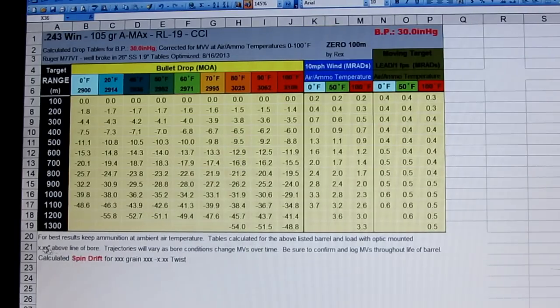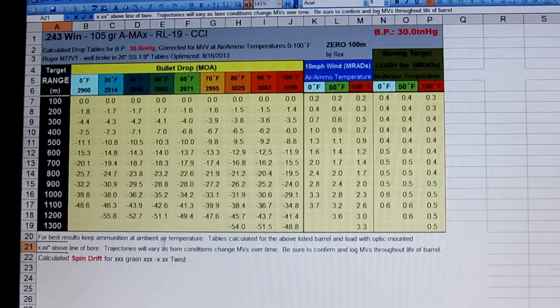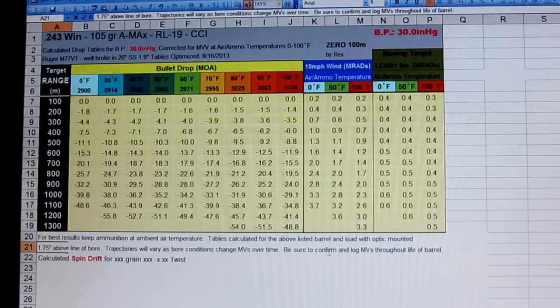Let's double check. Let's read through everything. We forgot something here. For best results, keep ammunition at ambient air temperature. Tables calculated for the above listed barrel and load with optic mounted at 1.75 inches above the line of bore. Trajectories will vary as bore conditions change muzzle velocities over time. Be sure to confirm and log muzzle velocities throughout life of barrel.